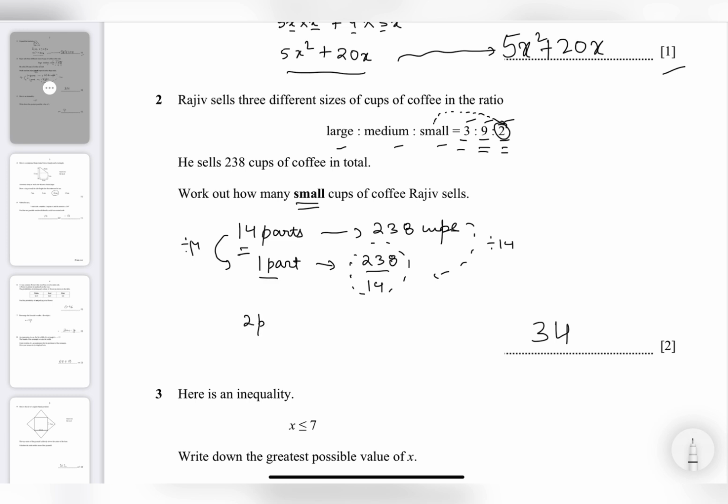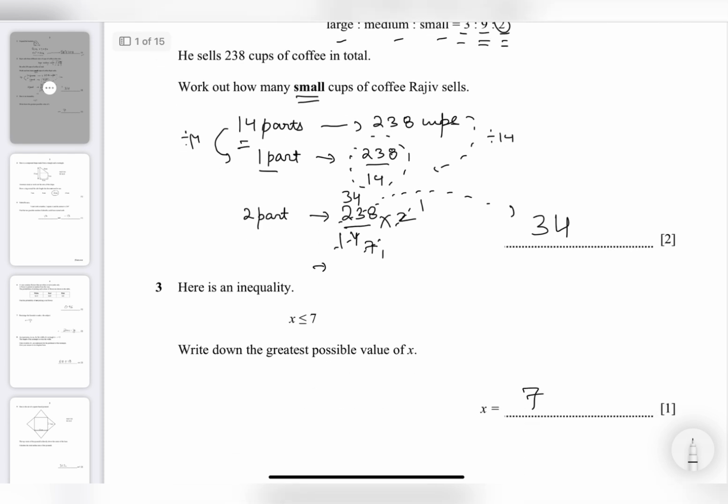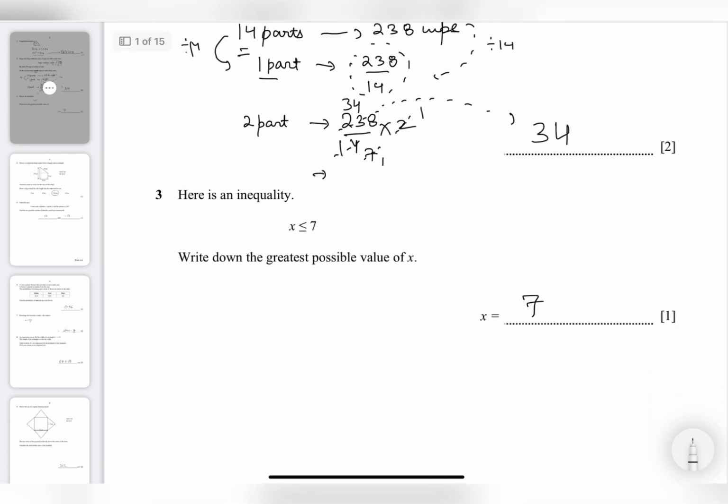How many for two parts? Just multiply 238 upon 14 by 2. That will result in 2 times 1 is 2. 2 times 7 is 14. 7 times 1 is 7. 7 times 34 is 238. So the answer for this would be 34. Very good learners. You got this one also correct. Let us move on to the next one.